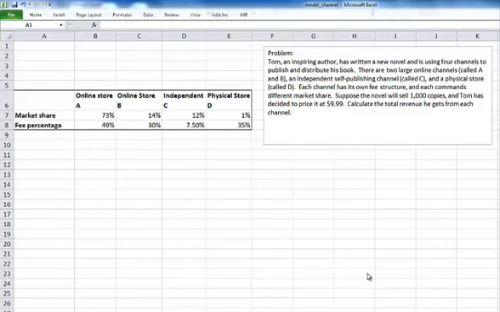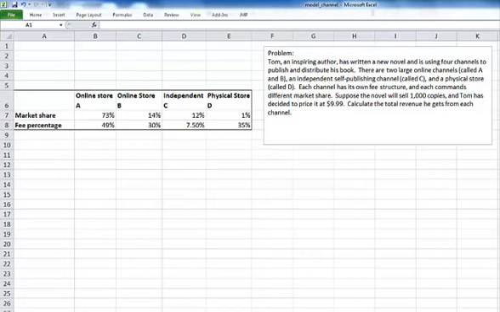Let's use the following example to talk about how to build a good model in Excel. Let me read the problem first. Tom, an inspiring author, has written a new novel and is using 4 channels to publish and distribute its book. There are 2 large online channels we call A and B, an independent self-publishing channel, which we call C, and a physical store called D.